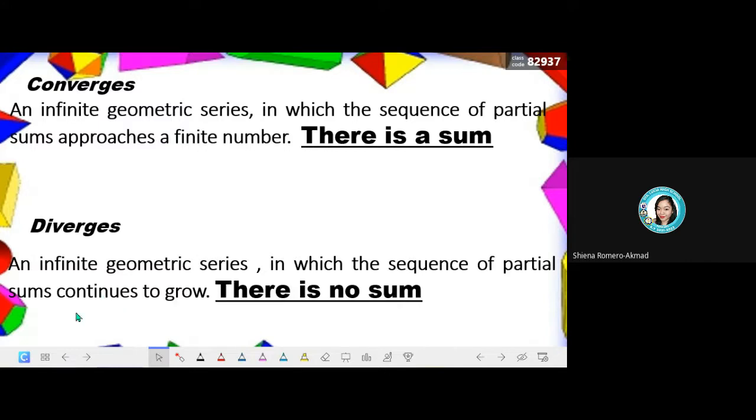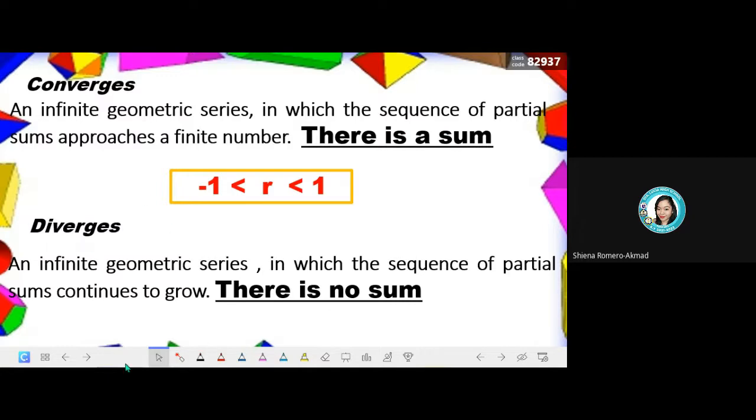Dito, the sum continues to grow. Ito, the sum approaches a certain number, a finite number. So, yun yung pinagkaiba nila. Pag converges, may sum. Pag diverges, there is no sum. Paano malalaman? Titingnan nyo lagi yung ratio. Kapag greater than negative 1 and less than 1 yung ratio niya, may sum.